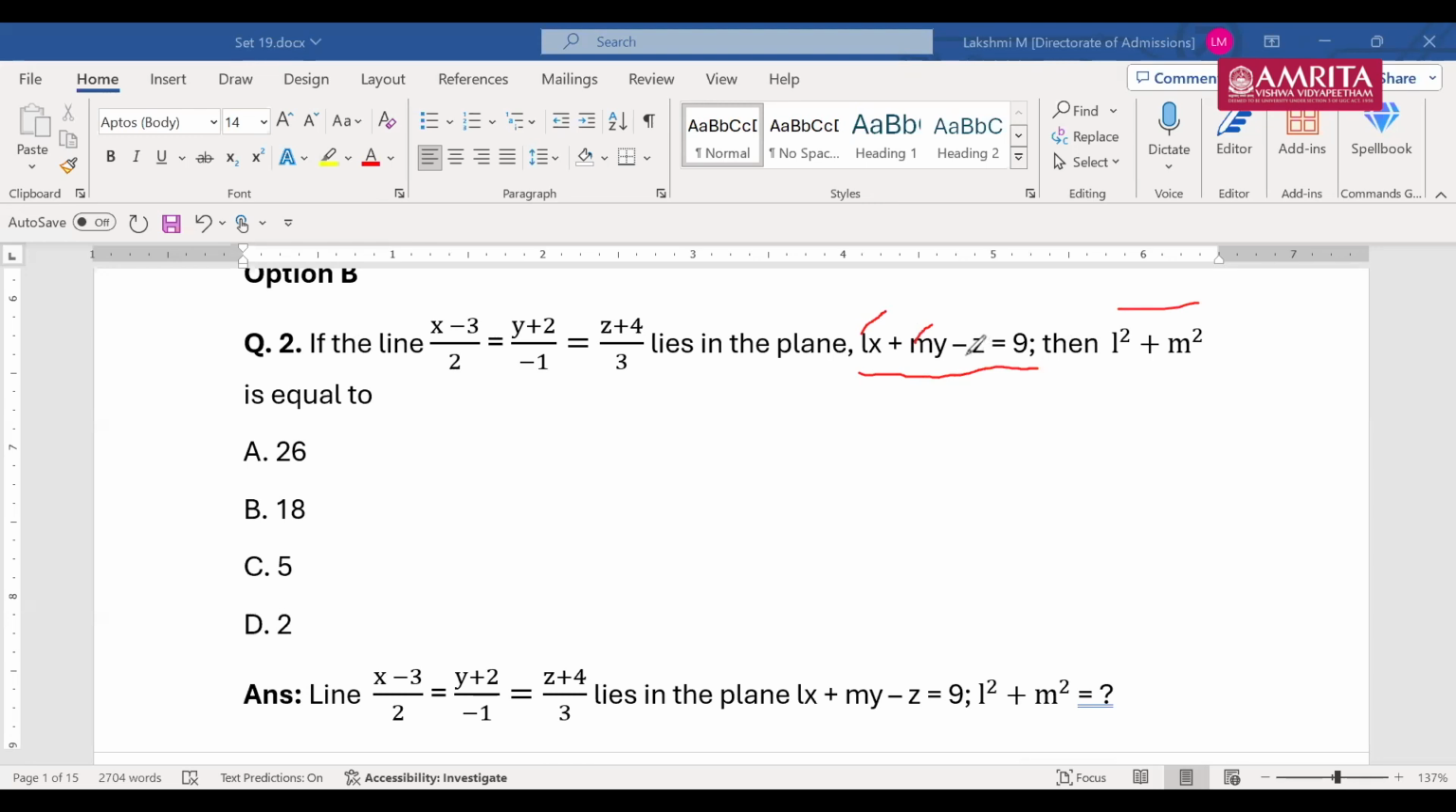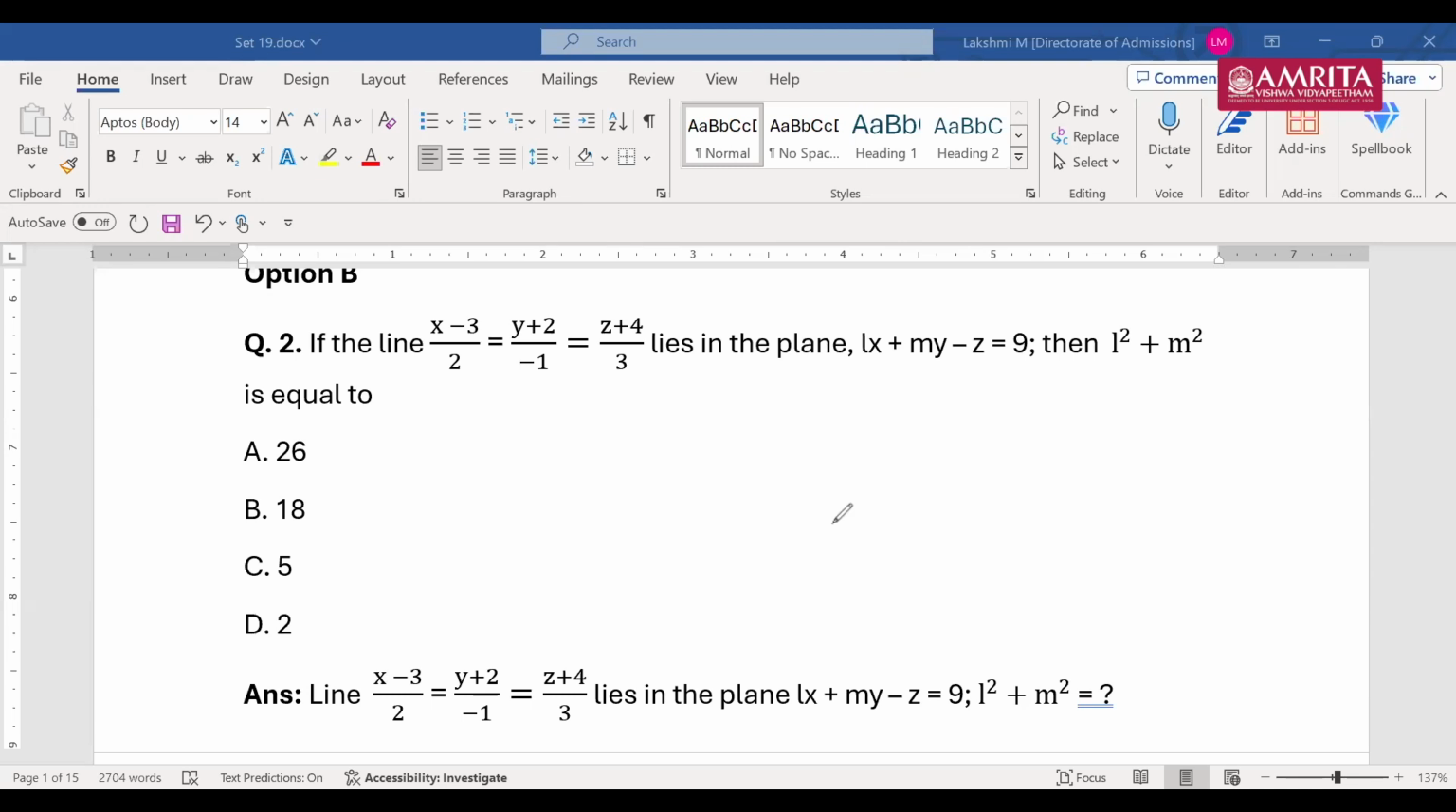So for here, what are the values? It's actually -1 that's given because it's -1 Z. The line is given as x minus 3 by 2 equal to y plus 2 by -1 equal to z plus 4 by 3. And the plane is given as Lx plus My minus Z equal to 9. You have to find the value of L and M, and then you have to find the squares of them and add it.